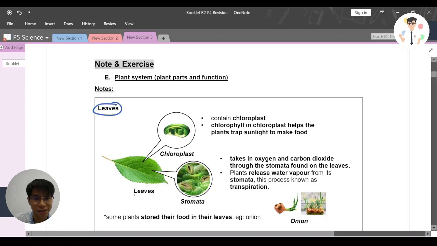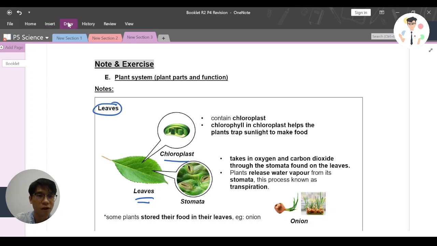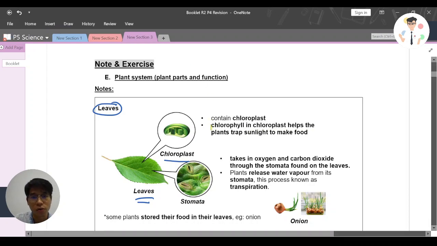This is how leaves look like, and you should know. Inside this leaf, we have something called the chloroplast. As you know, the chloroplast contains something very important, called the chlorophyll. This chlorophyll in the chloroplast helps the plants to trap sunlight to make food. So basically, the leaf contributes to helping the plants make their own food. Okay, important to take note.